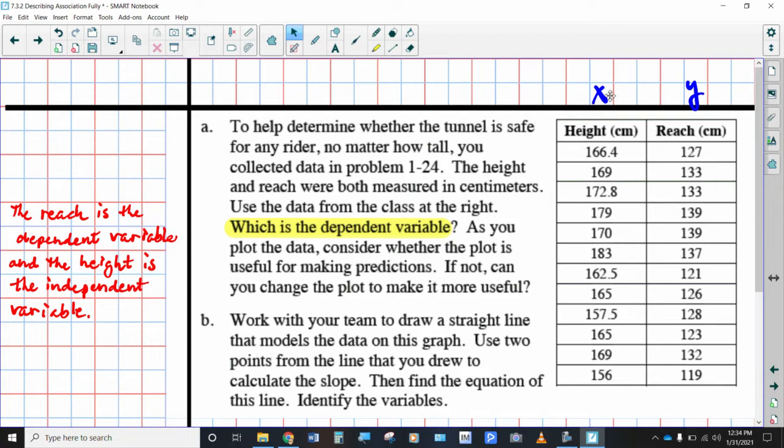So when we create our graph, our scatter plot, we'll want the height to be our x-axis and our reach will be our y-axis.